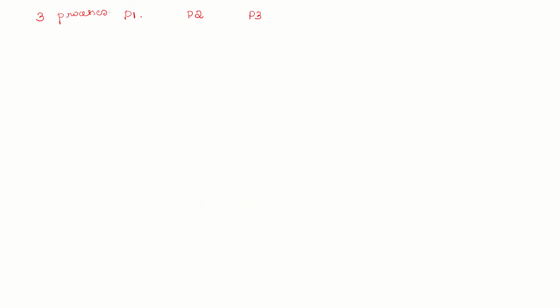Now P1, it is 10 milliseconds. For P2 it is 5 milliseconds. For P3 it is 7 milliseconds. Now we have one very easy method of solving this. For this, first we have to draw one rectangular box. With the help of this, we can easily find out the waiting time as well as the turnaround time. Let's draw that.